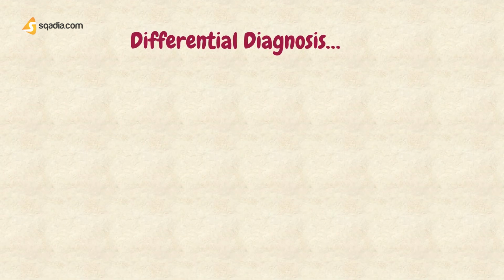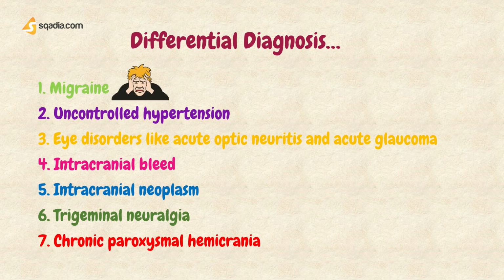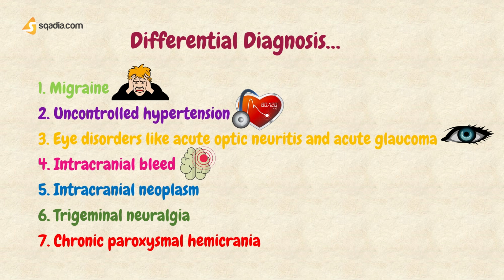The common differential diagnoses of cluster headache are migraine, uncontrolled hypertension, eye disorders like acute optic neuritis and acute glaucoma, intracranial bleed, intracranial neoplasm, trigeminal neuralgia, and chronic paroxysmal hemicrania.